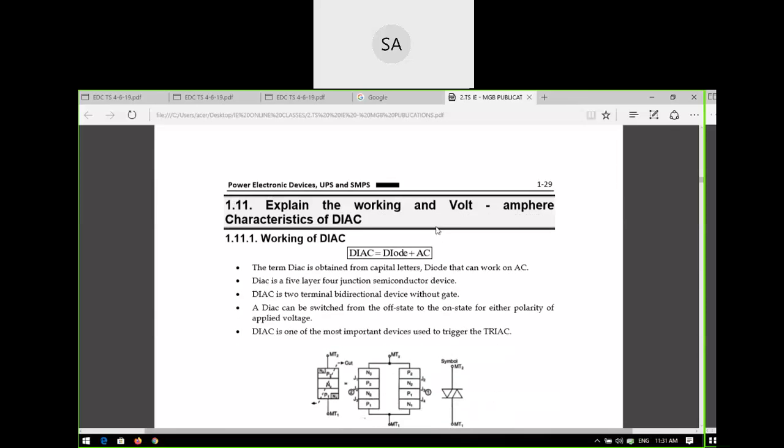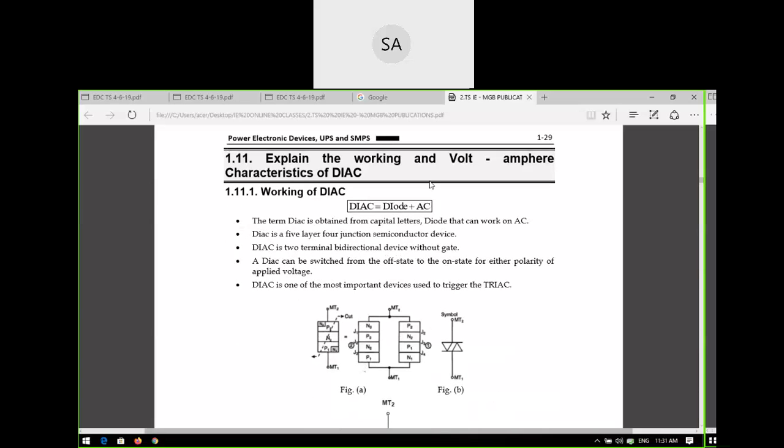So whether all have joined or not, only 11 members have joined. Some more people are yet to join because this is an important topic. Most of the time it is asked in the question paper. So we will wait for some more time.